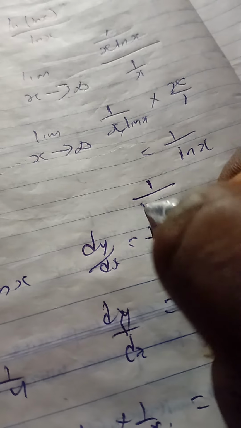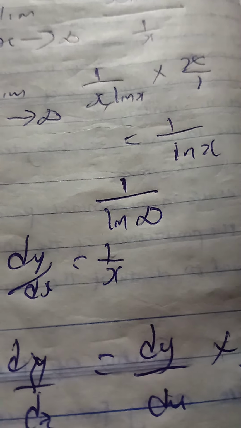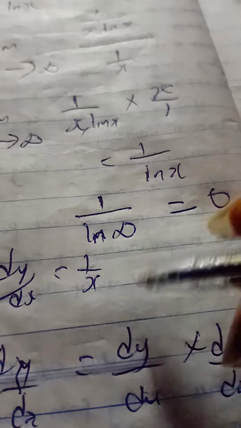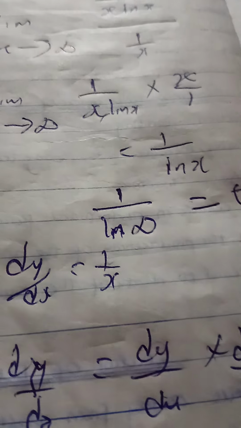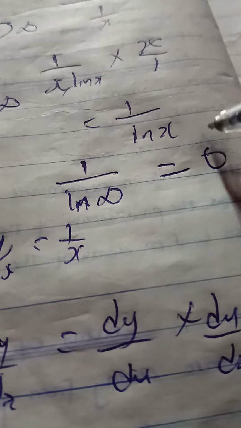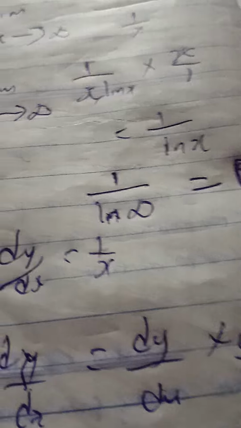So as x tends to infinity, you have 1 over ln infinity. Ln infinity is actually not a very big number, but the answer tends to 0. 1 over ln infinity tends to 0. Take note of that. Ln infinity is infinity, so 1 over infinity equals 0. So our answer is 0 for that one.